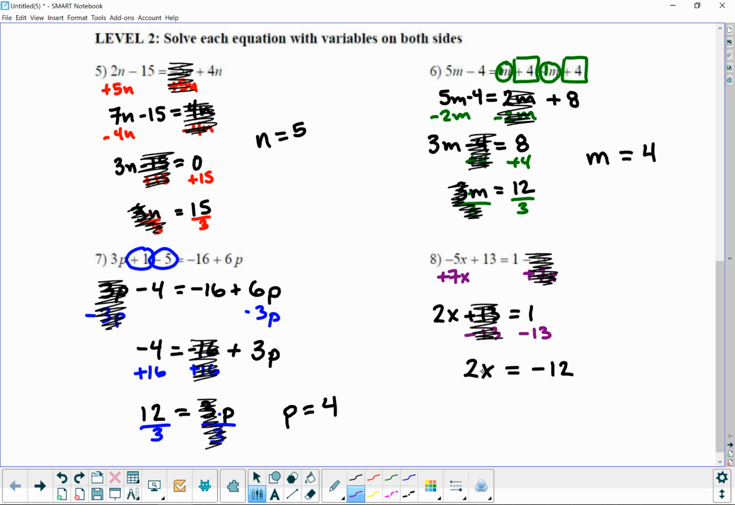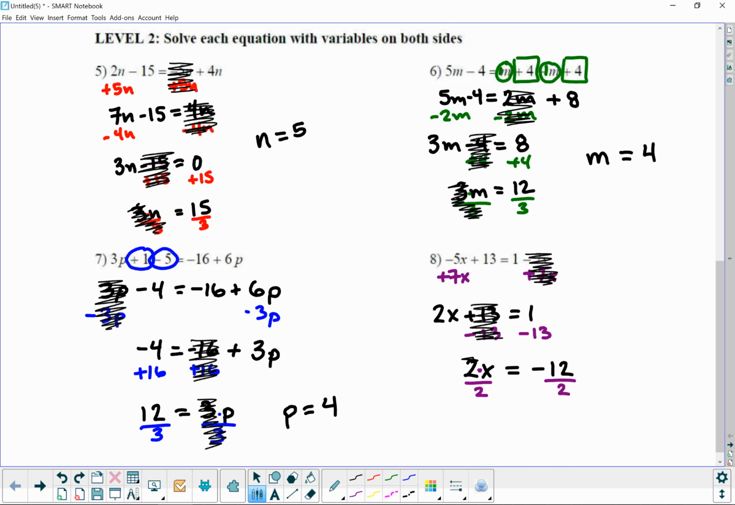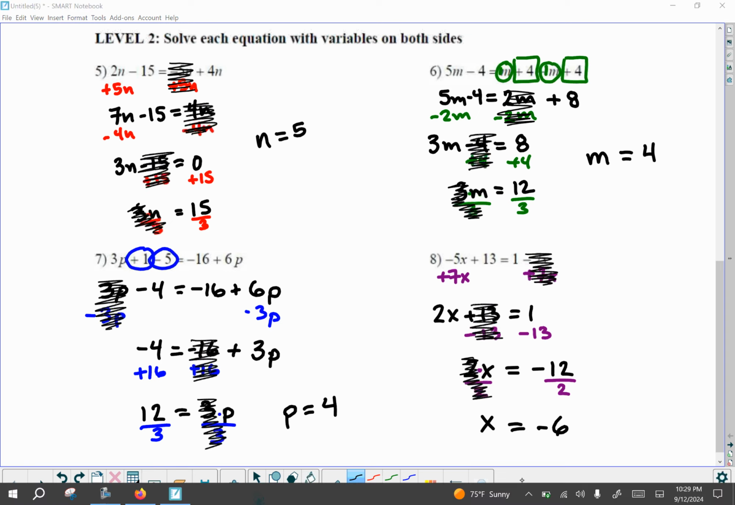And again, this is a 2 times x, or x times 2. So the inverse of times 2 is division by 2. That's going to cancel the 2s out. And you get x equals negative 12 divided by 2, which is negative 6. Alright, so that should be a wrap.